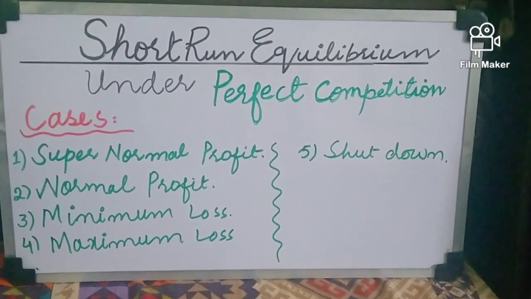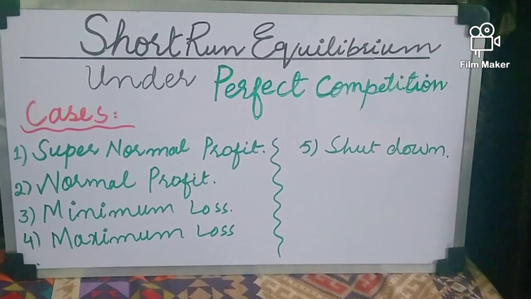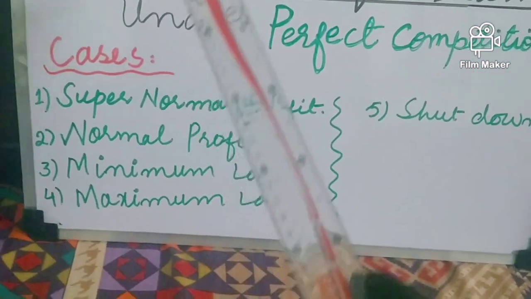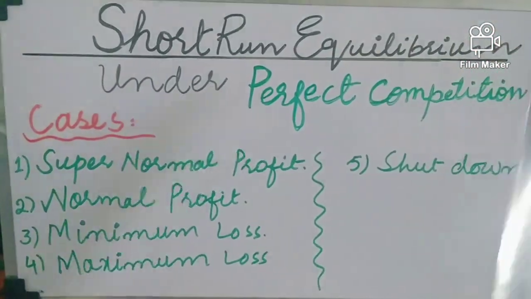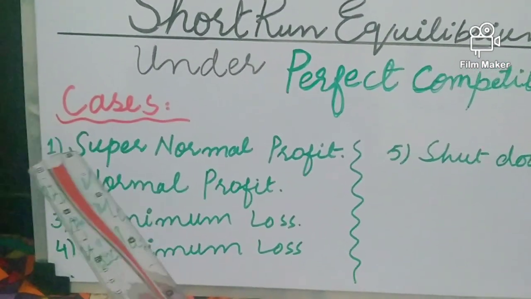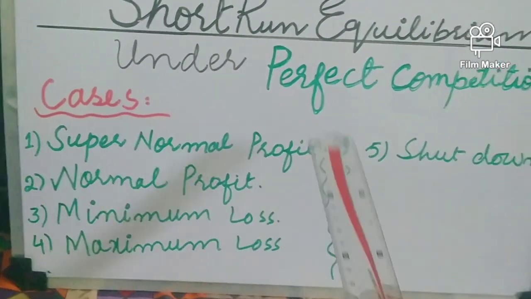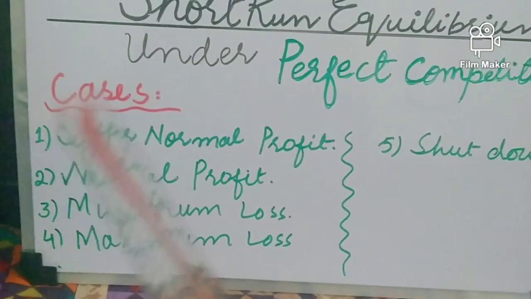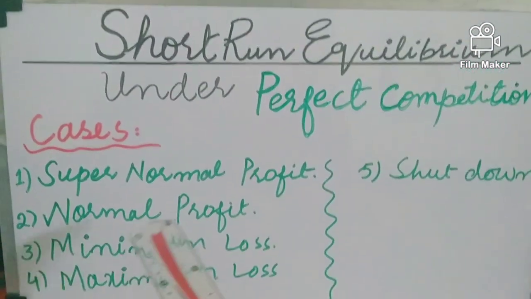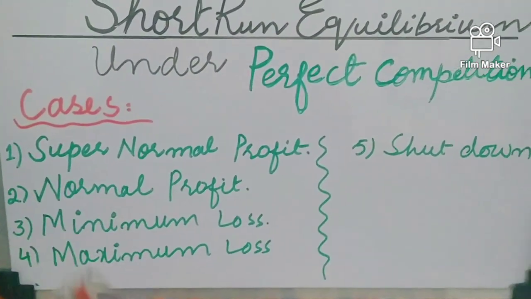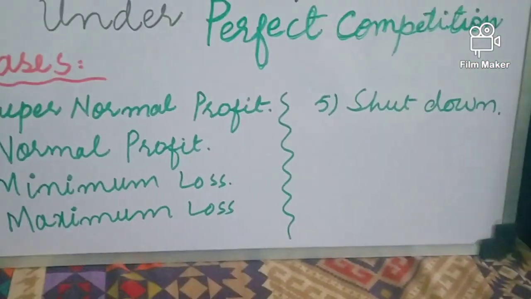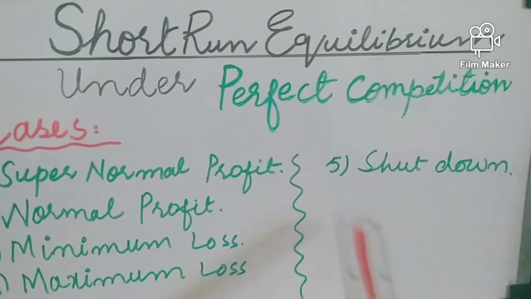Let me introduce you to today's topic. Our topic is short-run equilibrium under perfect competition. Now, students, in the short run under perfect competition, there are 5 cases. Number 1, the firm may earn supernormal profit. Number 2, it may earn normal profit. Number 3, it may minimize the loss. Number 4, it will have to face maximum loss. And the last case is it may shut down.